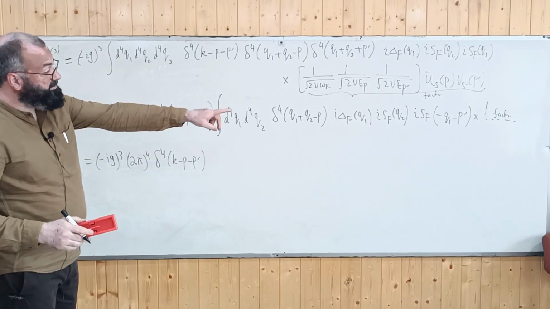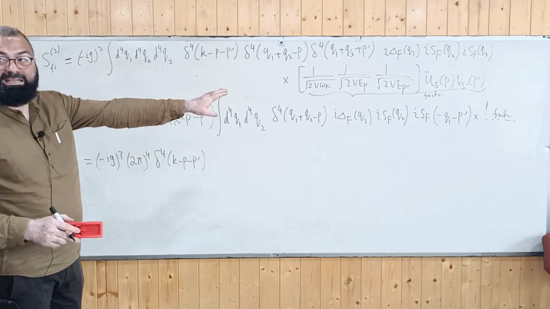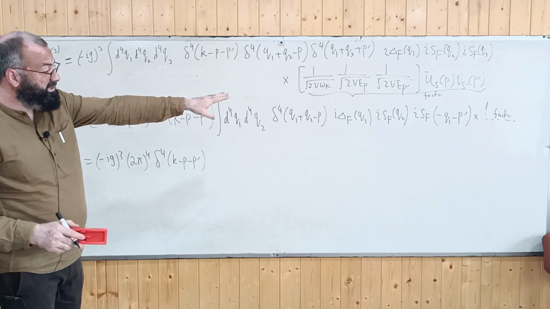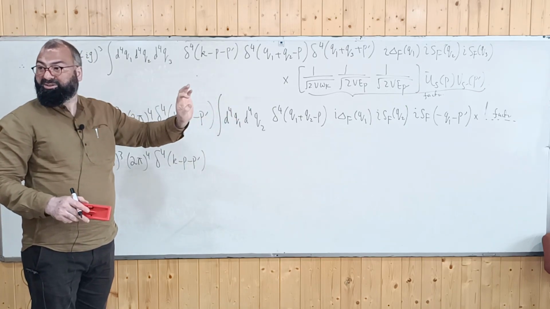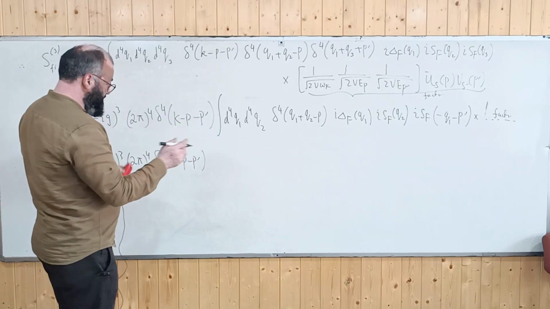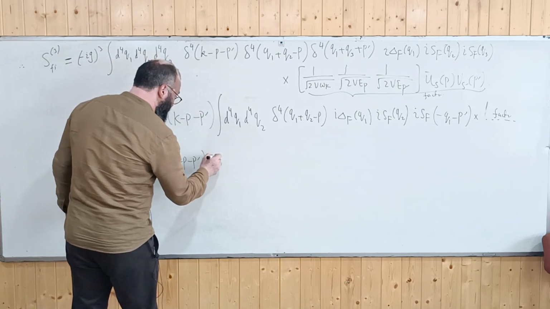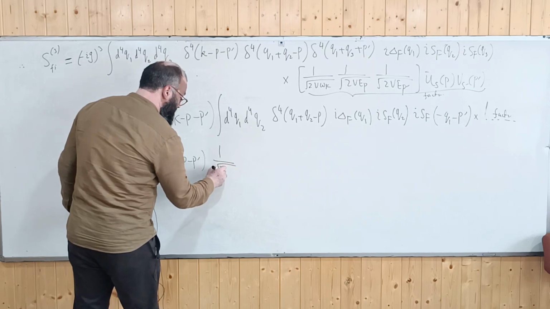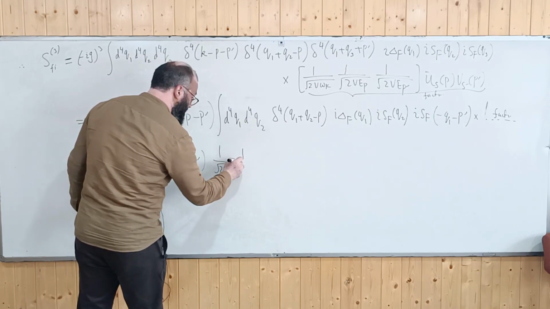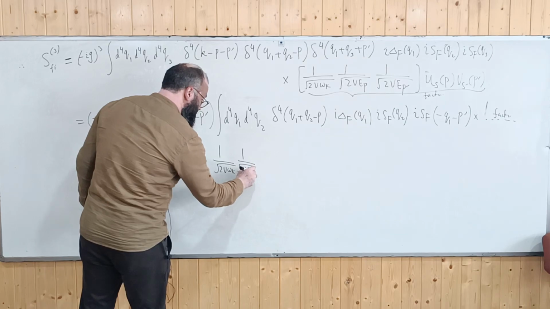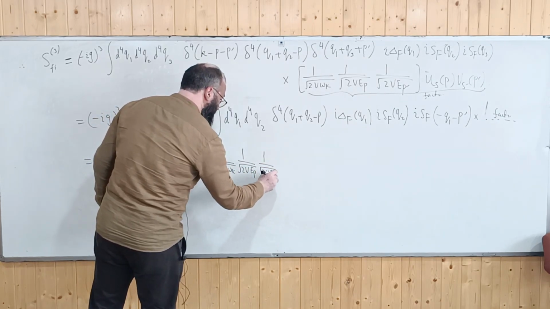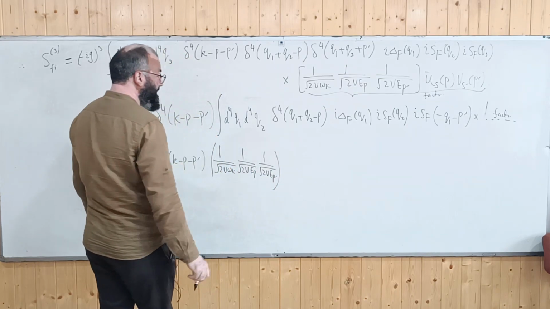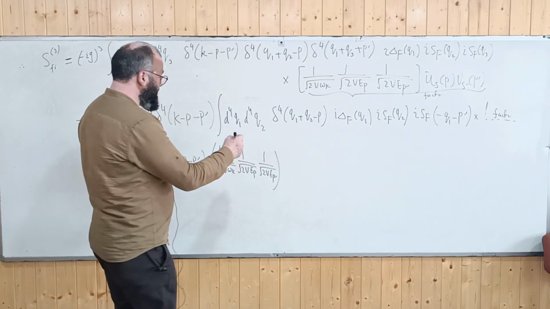Now look here, all these factors that you are having there, the factors I have written, there is no integration over those factors, clear? So I will write that here. I'll be having 1 divided by root of 2 V omega k, 1 divided by root of 2 V E p, 1 divided by root of 2 V E p prime. Clear?